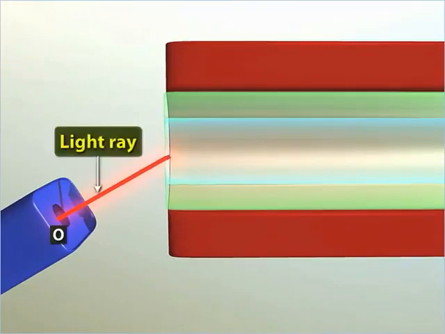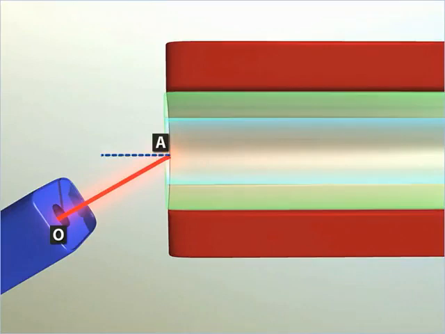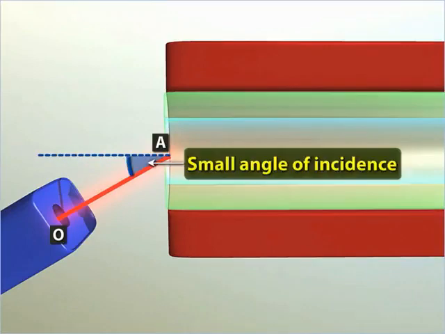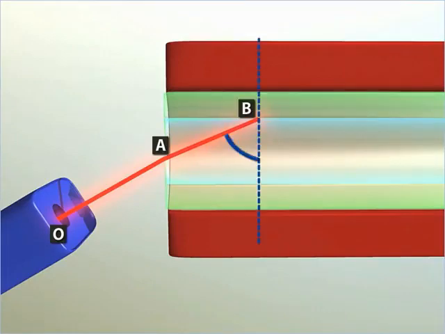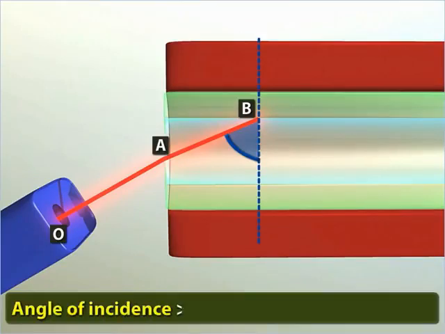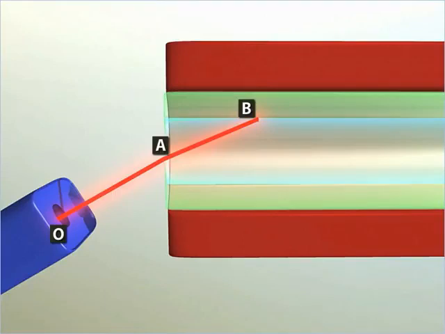A light ray, say OA, strikes one end of the optical fiber at a smaller angle of incidence. The light ray refracts and enters the core. The refracted ray, say AB, strikes the core cladding interface at an angle greater than the core cladding critical angle. Therefore, AB undergoes total internal reflection and is reflected back into the core as BC.